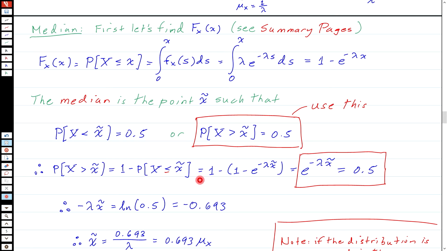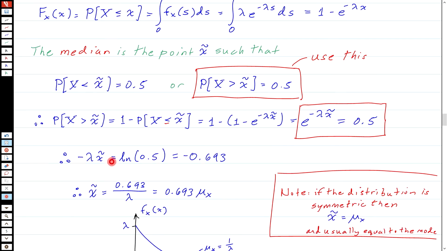We get the same result. But in any case, it's 1 minus this f of x. So 1 minus gives me e to the minus lambda x tilde. And then set that equal to 0.5 and solve it for x tilde. We solve it for x tilde by taking logarithms of both sides and then dividing through by minus lambda.